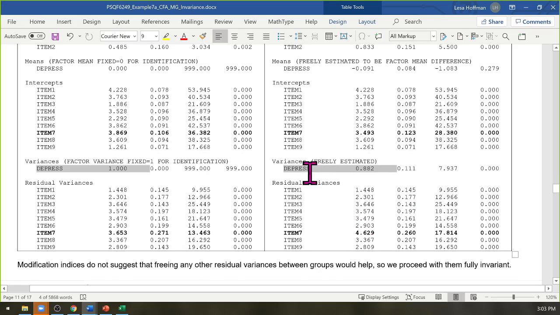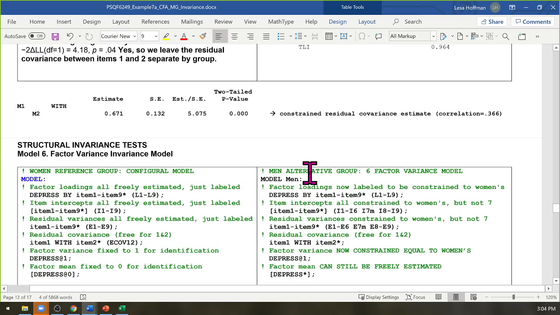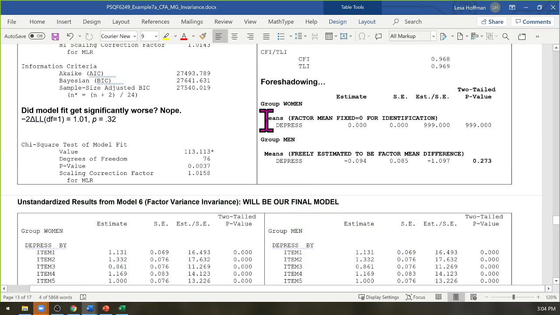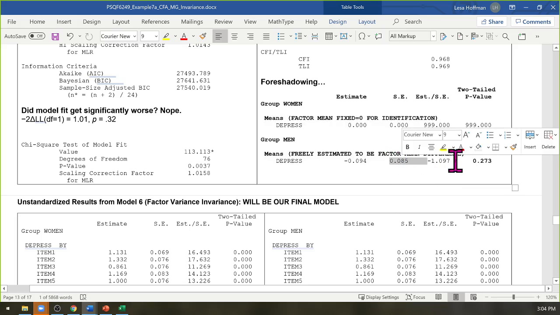So these are tests on the variance. The last one is the test on the means. And I actually don't even need to do a likelihood ratio test because the mean for the reference group is fixed to 0, and the mean for the alternative group is estimated. And there is the estimate here. This is the standard error. This is the z-test statistic, and this is the p-value that goes with it. So that p-value was already telling me whether the mean is different than 0.